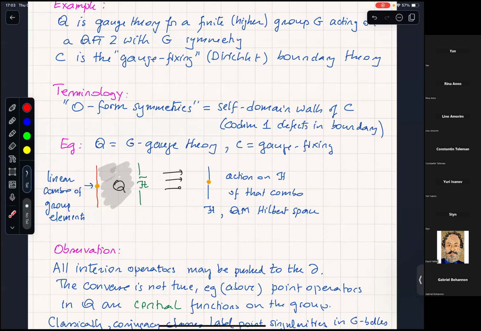And you can realize that by using the action of G on the Hilbert space. So in this case, it's an algebra, so Q is now the group ring. I could even write that for real. So Q is now the group ring.